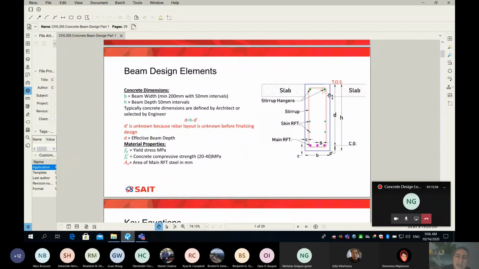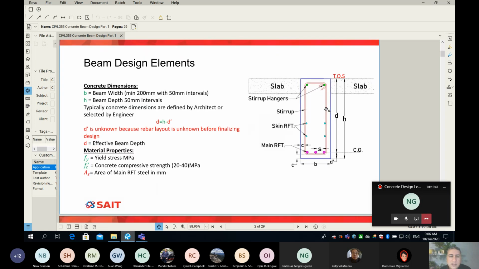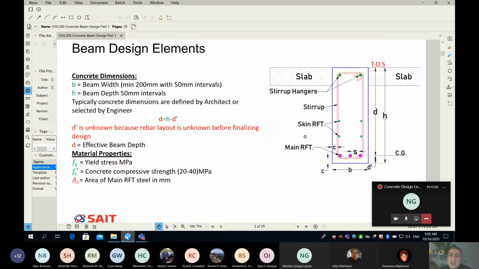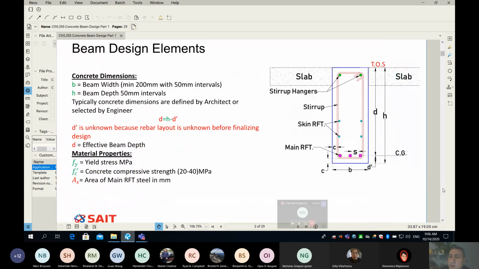Right now, we're shifting from beam check into a beam design. And you can see the process is reverse. And you've seen this picture before. So the picture on the right is not new. Probably I need to zoom in a little bit. So guys, this picture on the right here is a typical cross section of a beam, where on this cross section I show all the beam design elements. The width of the beam, the height and main reinforcement, the cover, the spacing, the skin reinforcement, the stirrup hangers. So all those are your beam design elements.